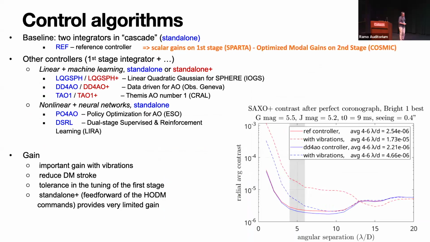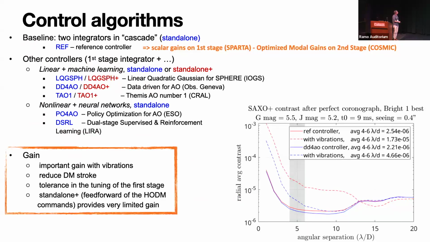One of the specificities of SAXO Plus is also the ability to run different control algorithms. So we have 5 different flavors of algorithm, each studied by 5 different teams, in France, in Germany, and in Switzerland, and we will compare the performance of these algorithms to a reference controller, which is using 2 integrators in cascade.